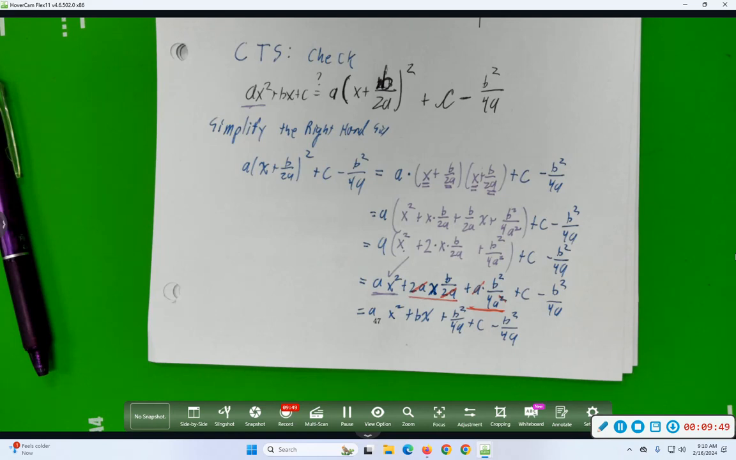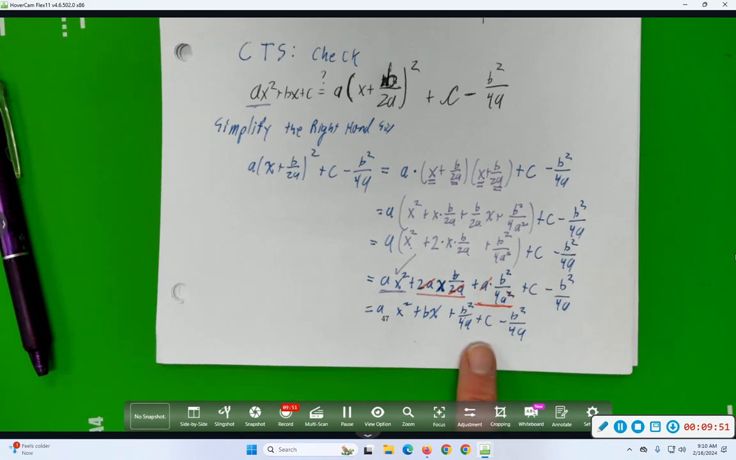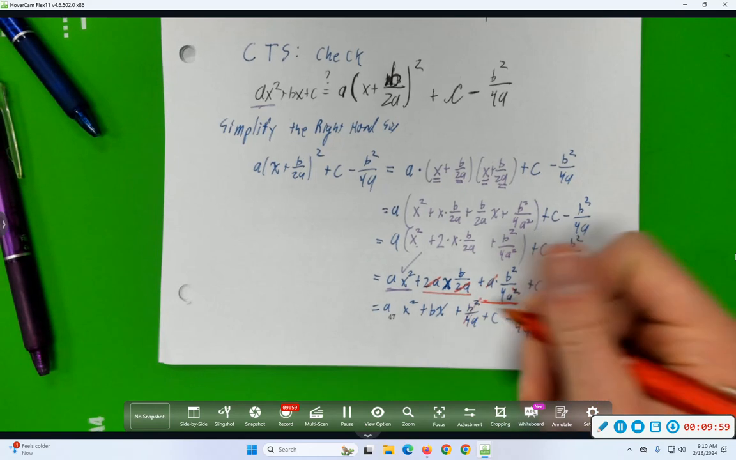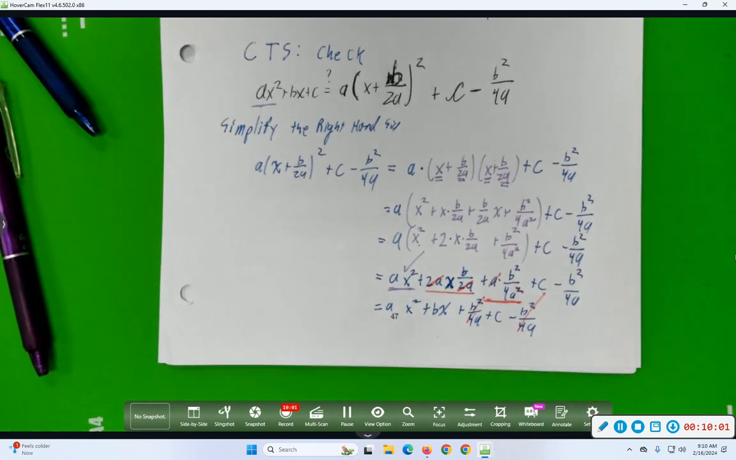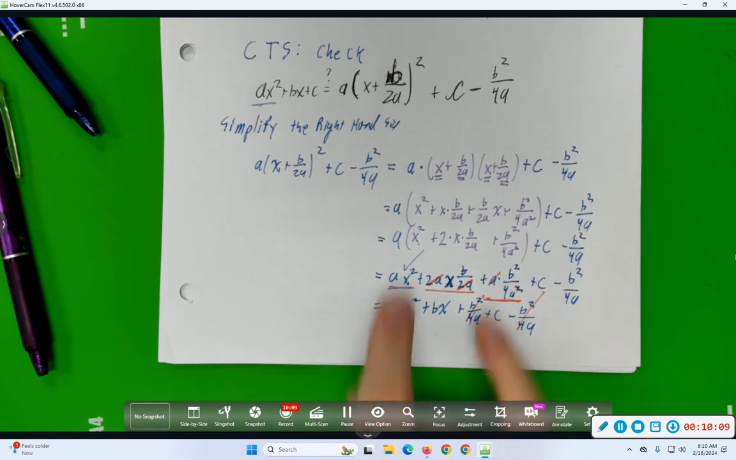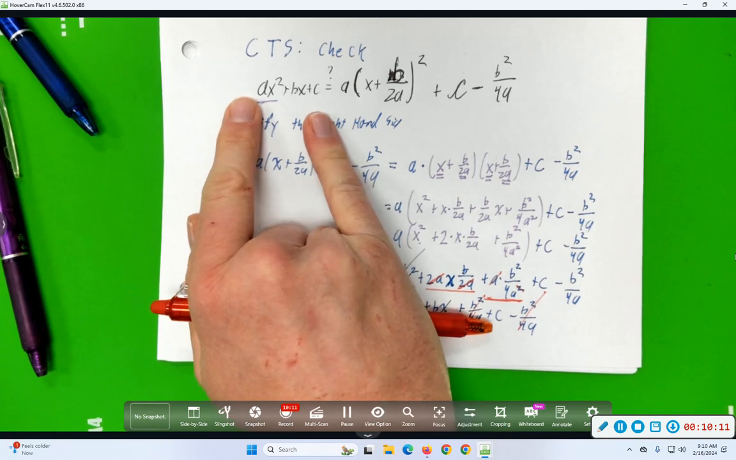Okay, we're fine. All right, anything that cancels? Yeah, there's something that you add and then subtract. b squared over 4a minus b squared over 4a. I don't care what b squared over 4a is, it cancels because you add and subtract it. Oh, cool, and I'm left with ax squared plus bx plus c, which is what I thought I should get.